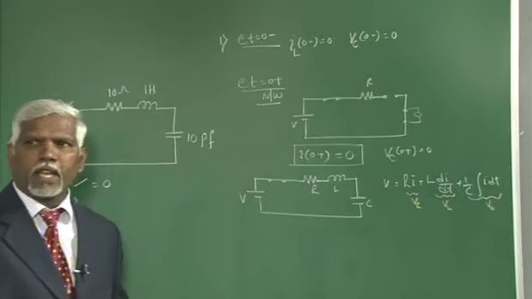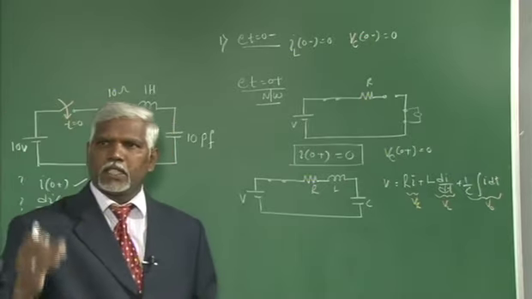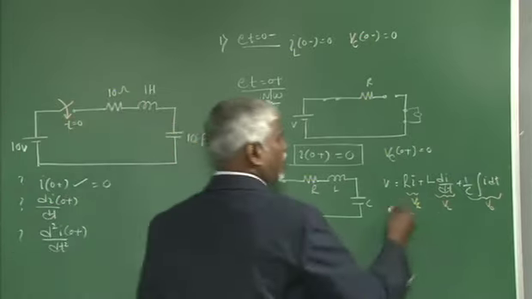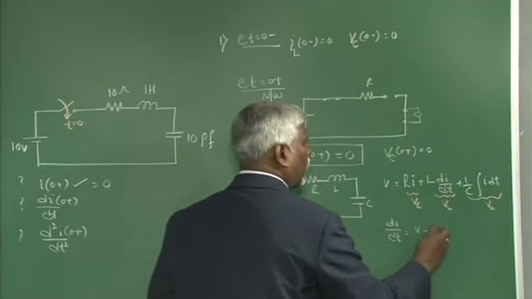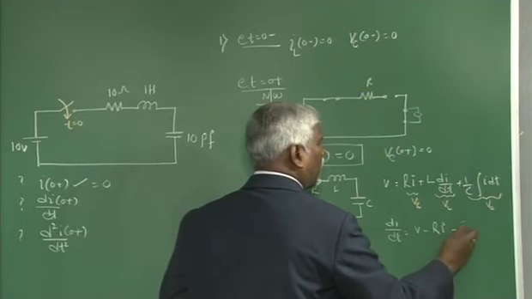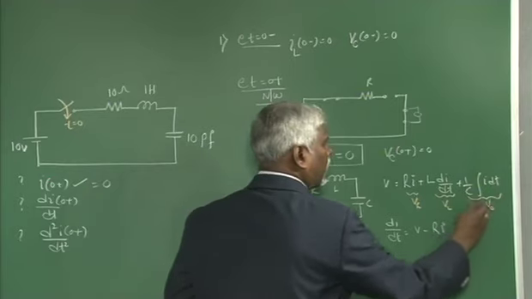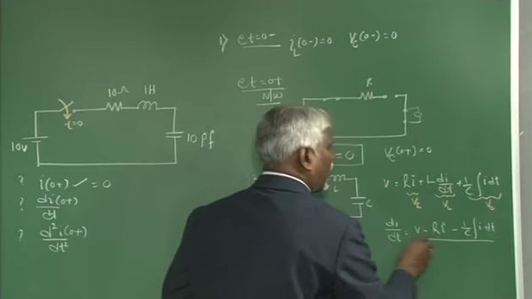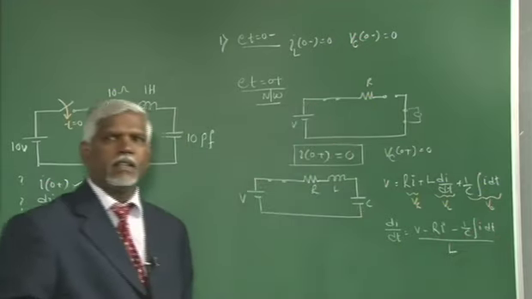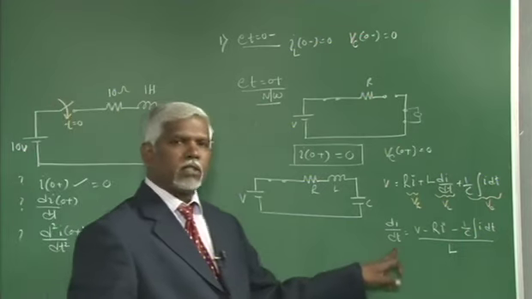Obtain an expression for di by dt. The procedure is the same for everything. Obtain and rearrange these terms. di by dt is equal to V minus R into I minus 1 by C integral I dt, divided by L. We have an expression for di by dt.